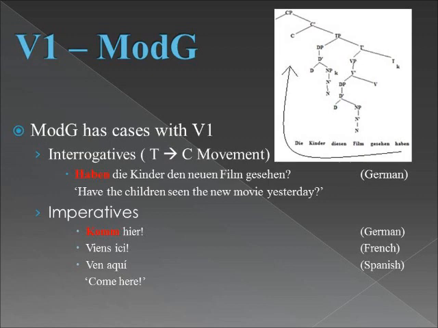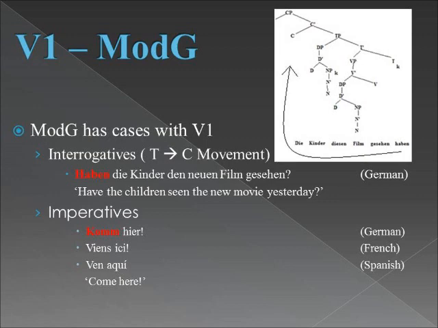So an example of that is in the sentence, Haben die Kinder den neuen Film gesehen? Have you seen the new movie yesterday? Sorry. And you can actually say in English, the auxiliary have actually moves up as well. So in English there's even a movement as well.